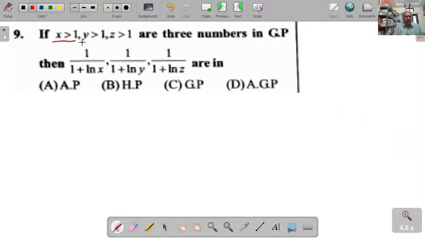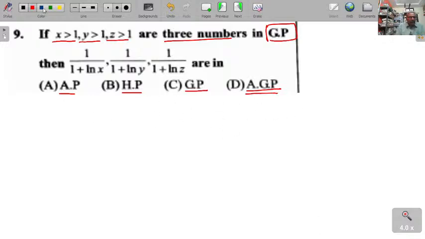If x greater than 1, y greater than 1, z greater than 1 are 3 numbers in geometric progression, then 1 upon 1 plus log x to the base e, 1 upon 1 plus log y to the base e, 1 upon 1 plus log z to the base e are in which progression? Arithmetic progression, harmonic progression, geometric progression, or arithmetic geometric progression. Because actually these are the types of the progressions. So first of all, what is given? Let us write it now here. x, y, z are 3 positive real numbers. So x, y, z are in geometric progression.